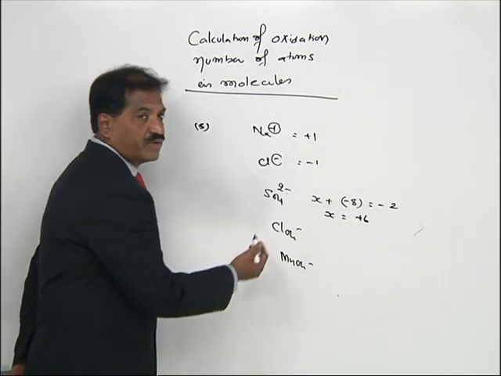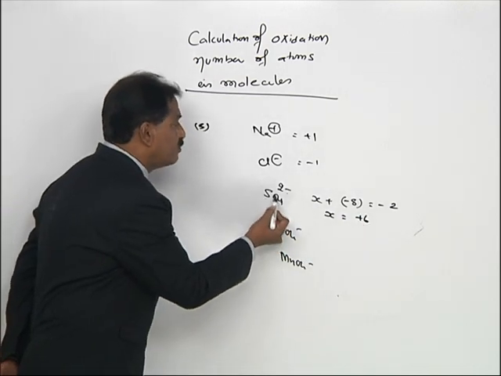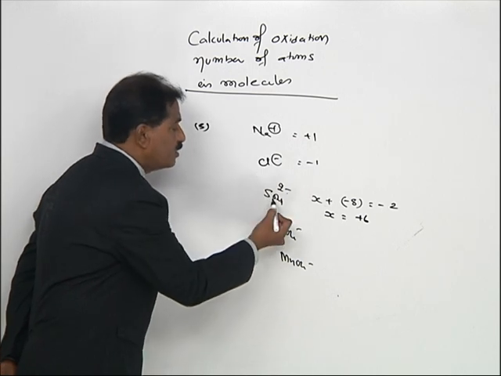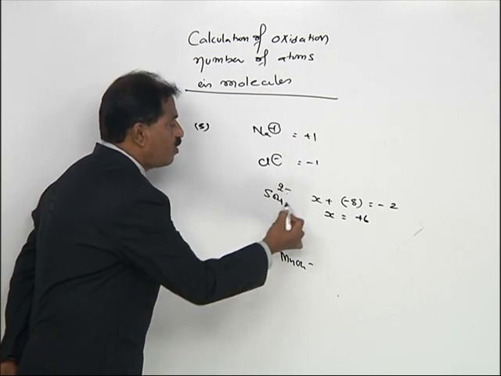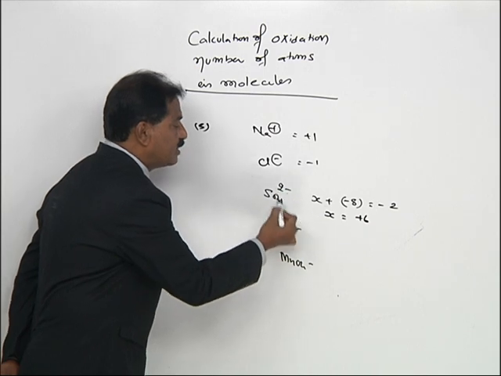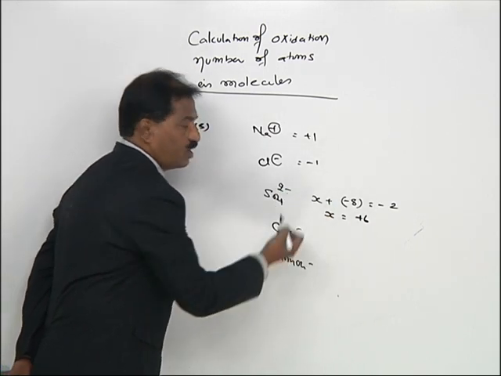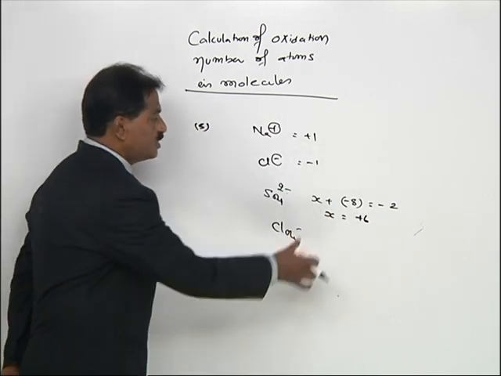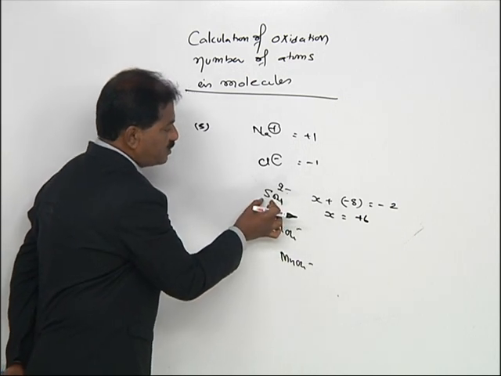Like that, we can find out the oxidation state of the unknown atom by using this rule. The rule is sum of the oxidation states of all atoms present in a multi-atomic ion is equal to the charge shown over it. By using this rule, we can find out the oxidation state of the unknown atom.